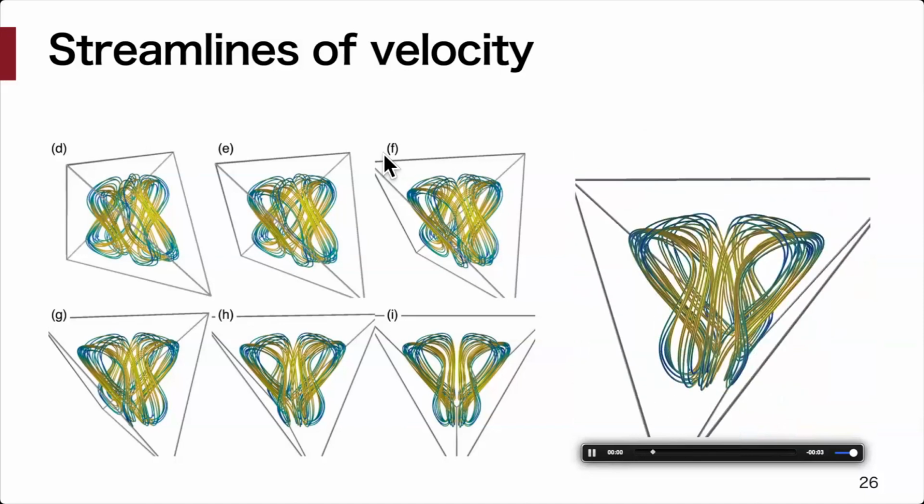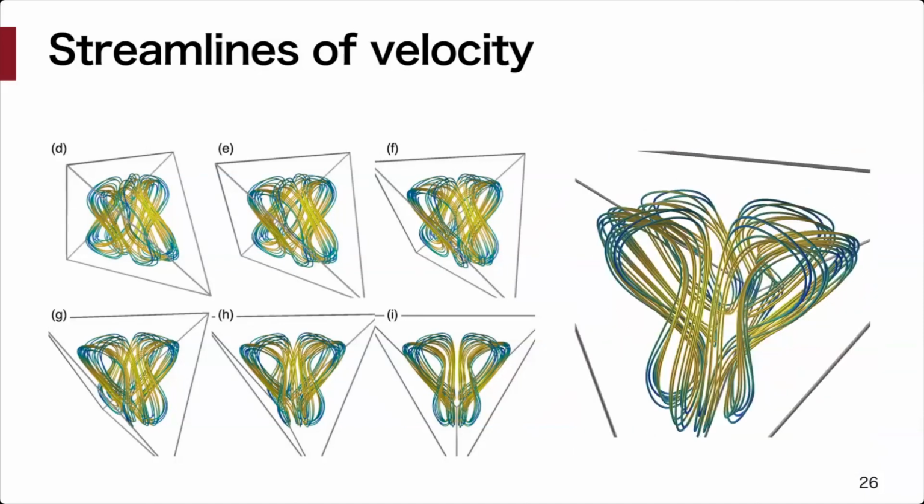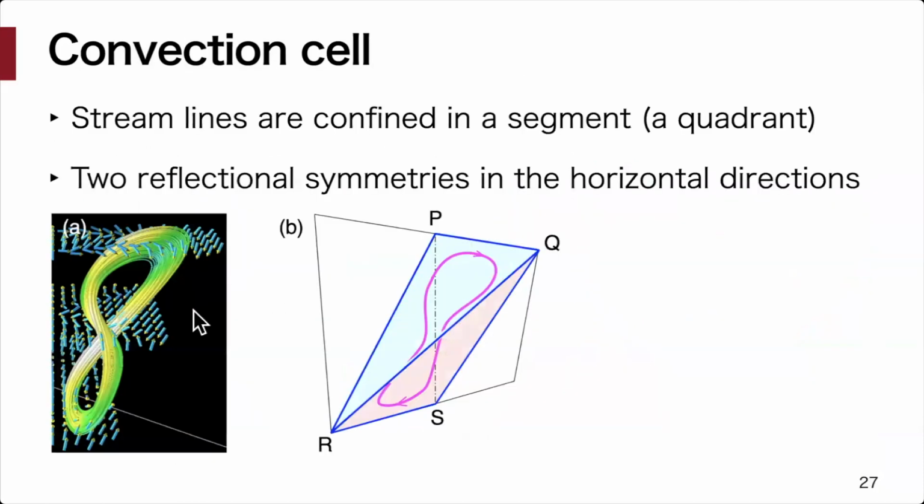So anyway, we notice that the streamlines are very symmetric. And one important feature of these streamlines is that they are confined. The streamlines are always confined in one of the segments or quadrants in a regular tetrahedron, PQSR. So this is a quarter of a regular tetrahedron, and streamlines are always confined in this tetrahedron, PQRS. So we can say this is a convection cell, and there are 4 convection cells, and they are symmetric in horizontal direction. Okay.